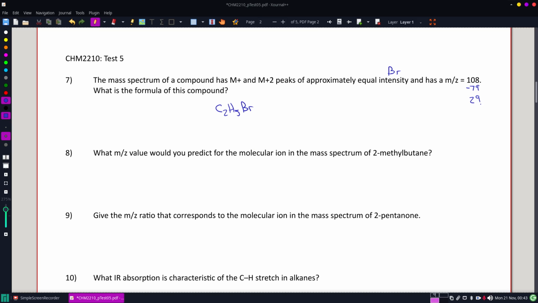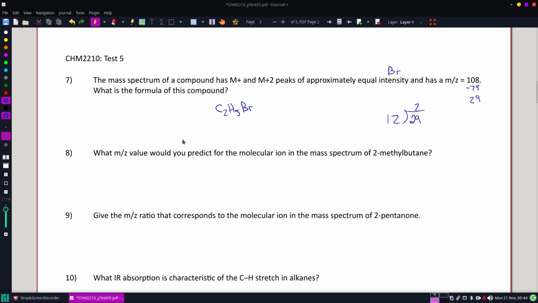Now, if we need to do anything more, the 29 was easy to figure out, but if we're not sure, do a 29 divided by 12. You're going to get roughly 2 there, which is where the 2 came from, and the remaining part is the 5 hydrogens.